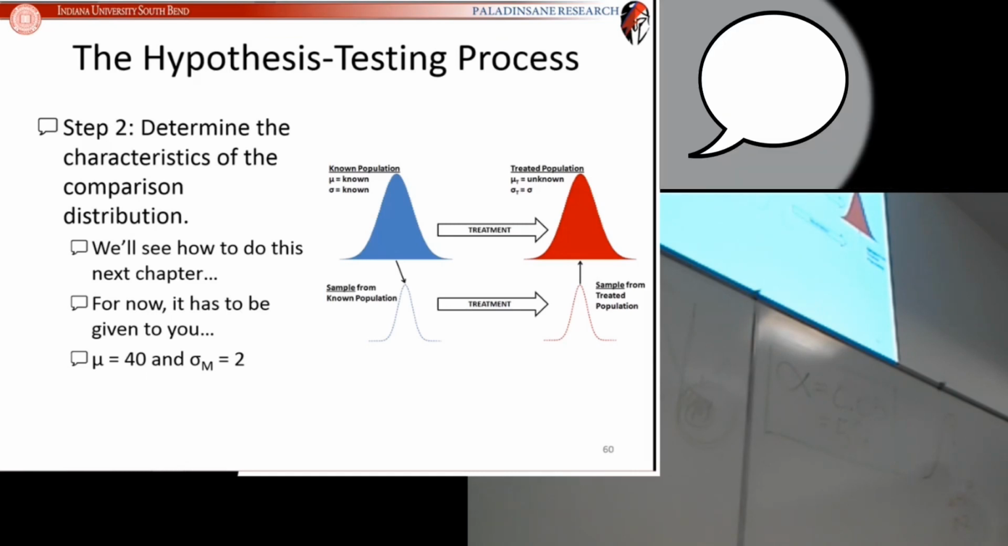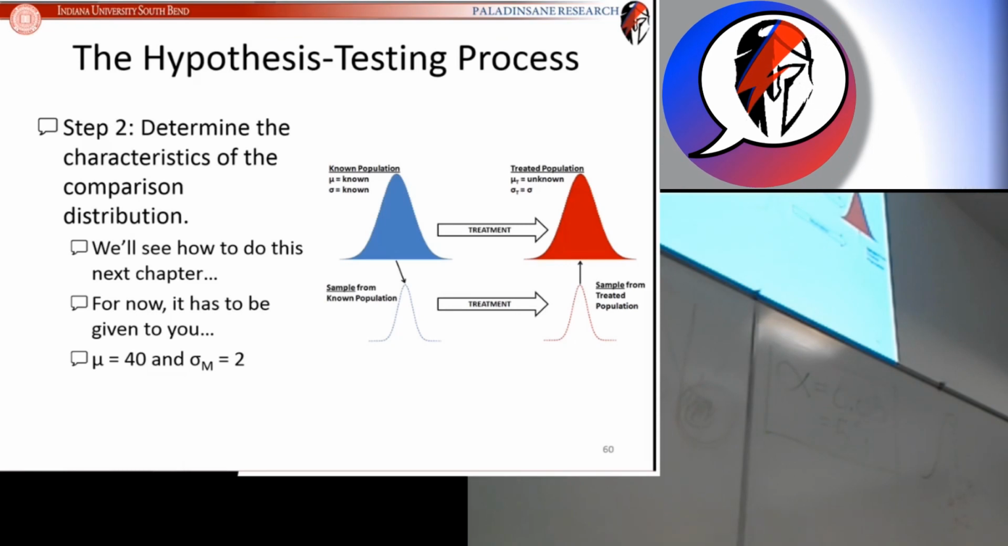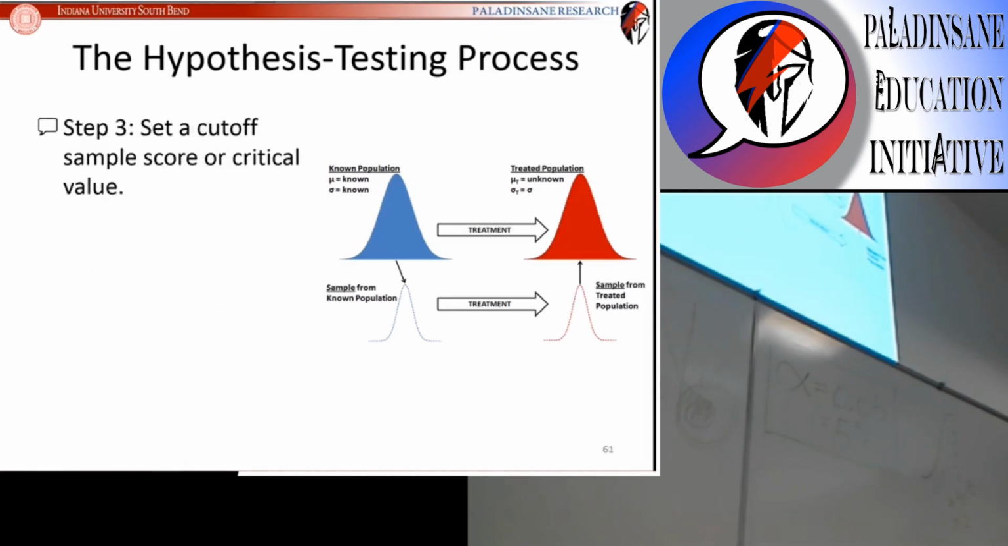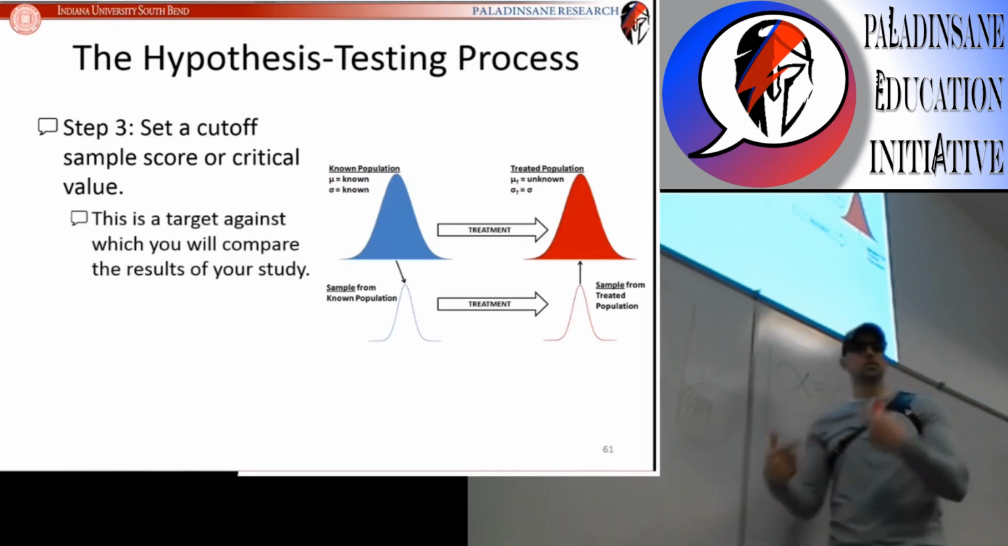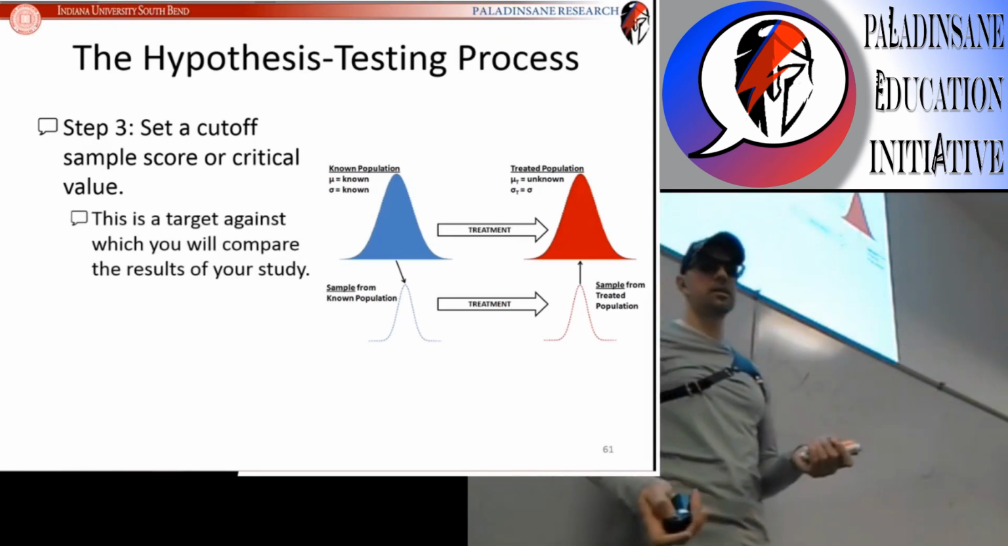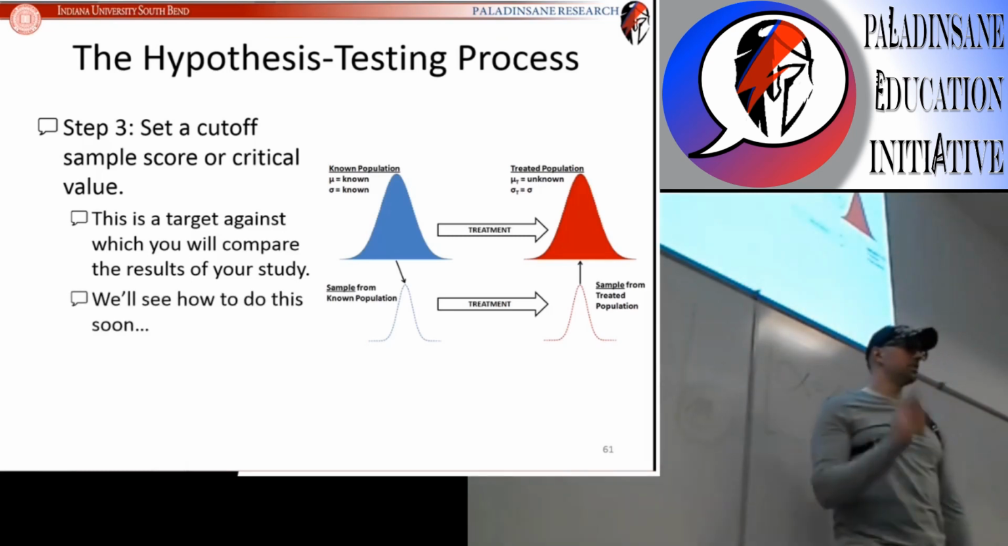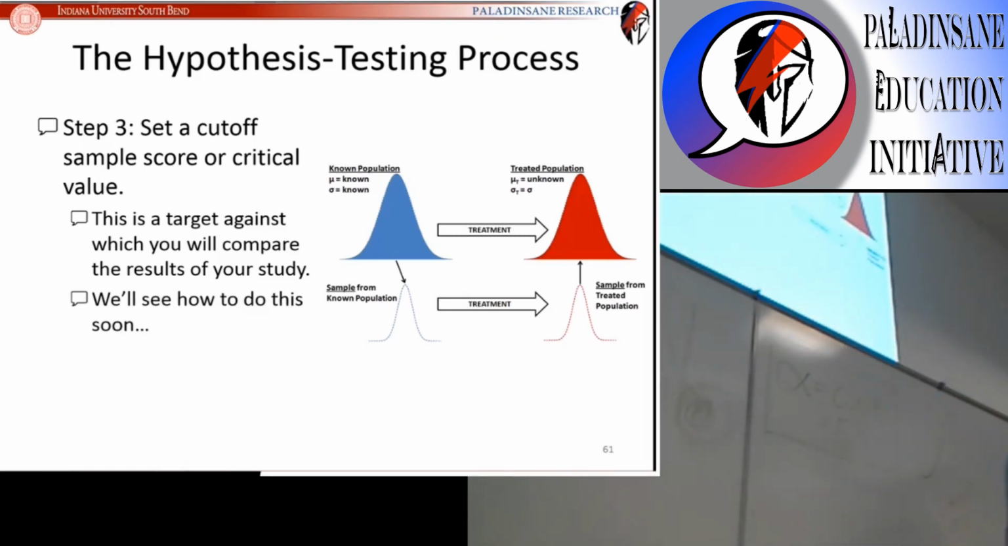But we can't do it yet. First thing we need is we need lines in the sand. So we're going to do that here for step 3, setting a cutoff sample score or critical value. And that's a target against which you're going to compare your results of the study. That is the line in the sand. We're going to show you how to do this very soon. But right now it's got to be given to you. And your line in the sand for this situation is called Z critical. It's a Z-score of plus or minus 1.96.